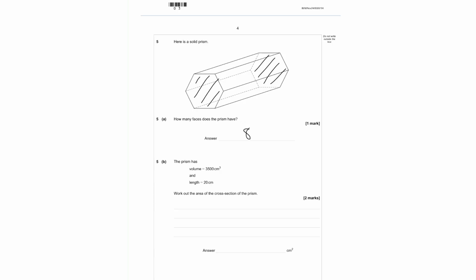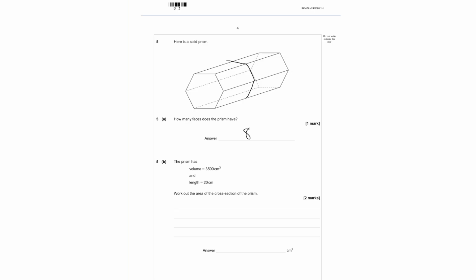For part B, we're told that the prism has a volume of 3,500 centimetres cubed and a length of 20 centimetres, and we want to work out the area of the cross-section of the prism. When it asks about a cross-section, what you've got to imagine is that you take a giant knife, let's say to the middle of this prism, and you just cut through it. You take a slice through the middle of the object, and we want to know what the area of that cross-section is.